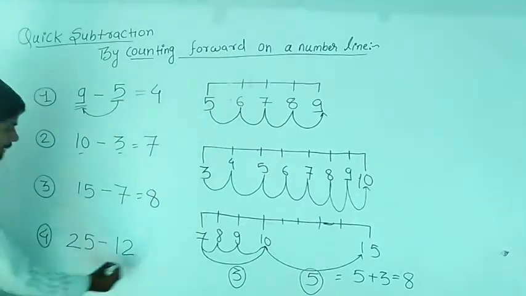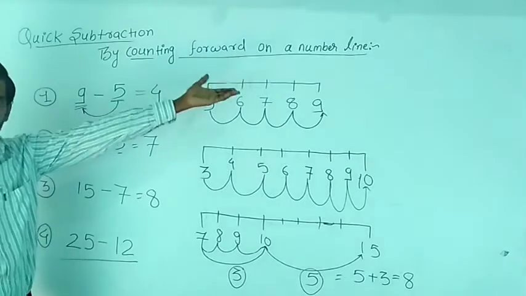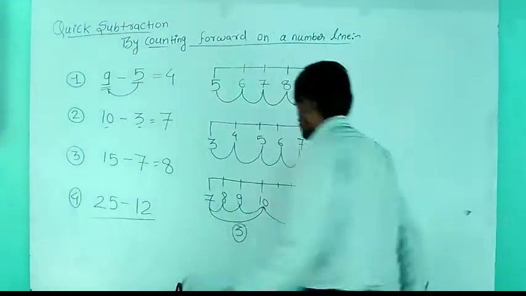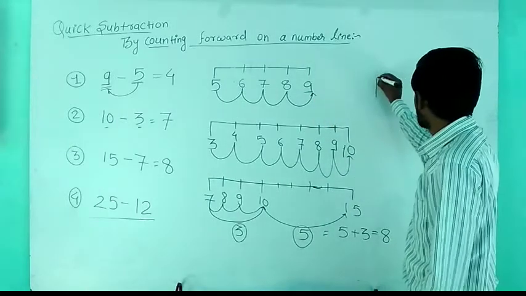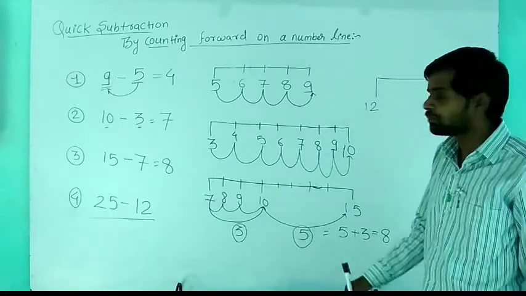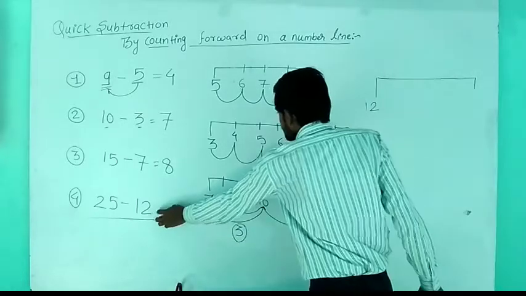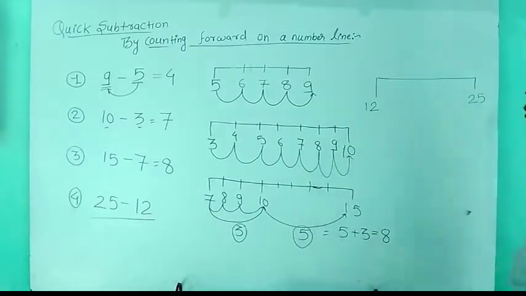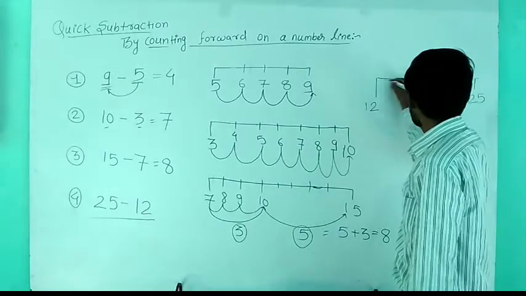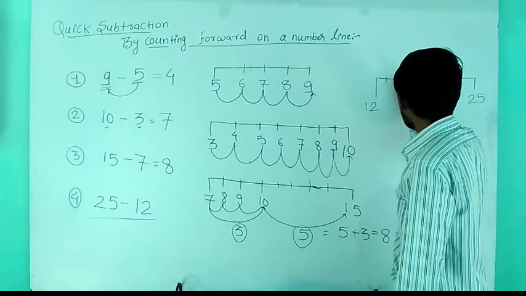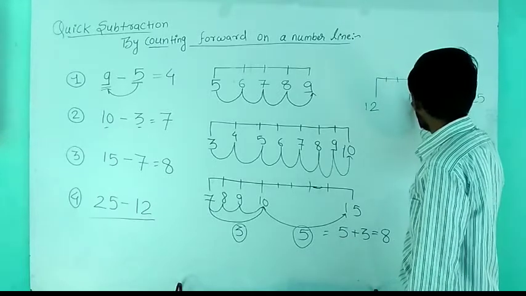So the answer is 8. Understand? Okay. I am taking this question towards the right hand side. मैं ये question को right hand side में लिख रहा हूँ, ठीक है? 25 minus 12. So I'm making the line over here. This is your 12, which is the starting number, okay, which is a smaller number, and the 25 is your last number. Okay, 25 is your last number. So from 12 to this is 13, 14, and this is your 15.